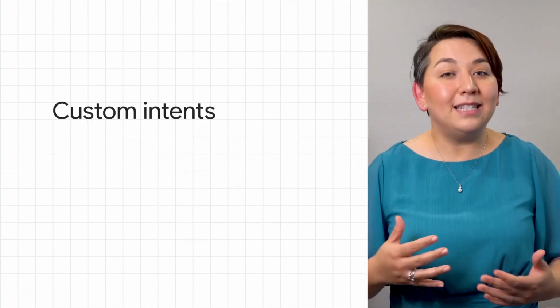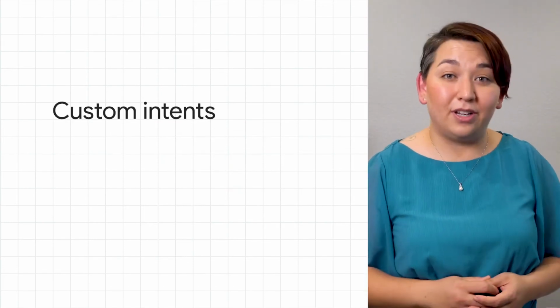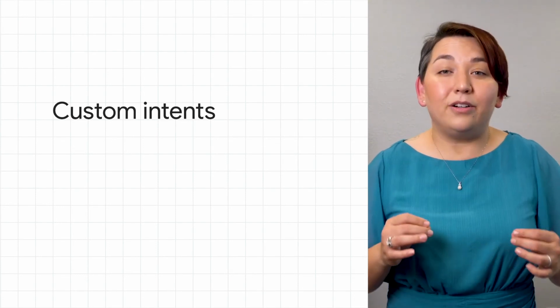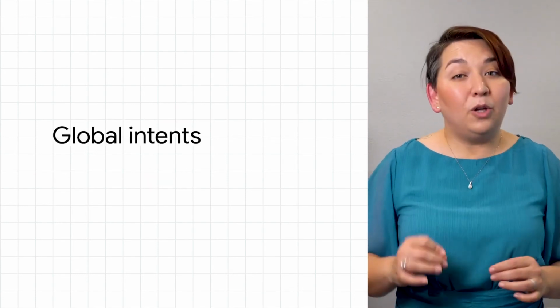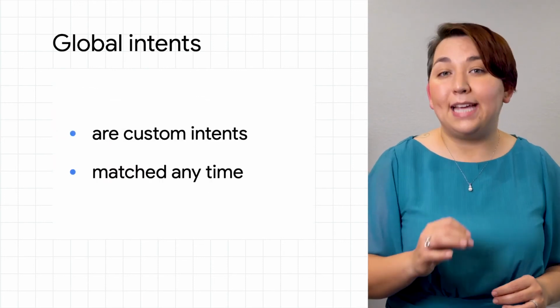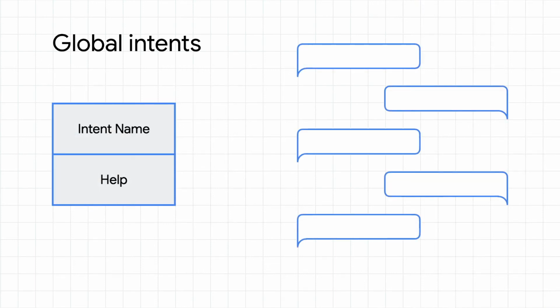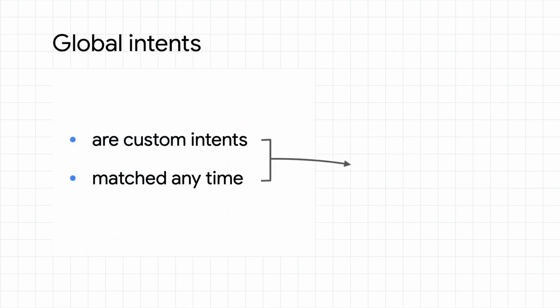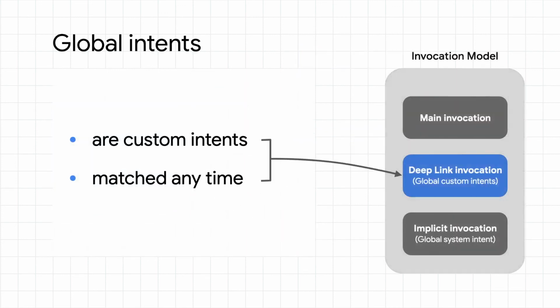You can also set custom intents to be matched at any time in the conversation, not just within the scene. These are called global intents. Global intents are custom intents that can be matched at any time of the conversation. A good use case for this is a global help intent for a game. That way, when a user says help at any point of the game, they'll be matched with the global help intent. You'll want to be mindful of this and only have global intents on items that are truly global. However, your scene intents can take precedence over global intents, letting you control intent matching when needed. Global intents are also eligible for invocation, called deep link invocation.